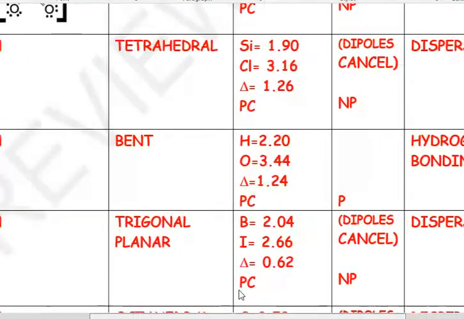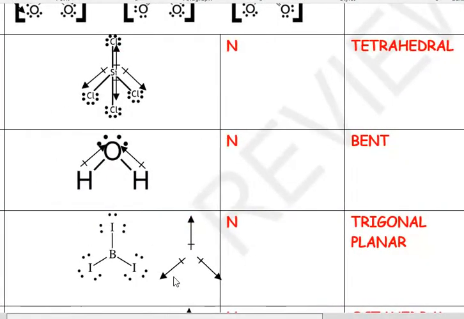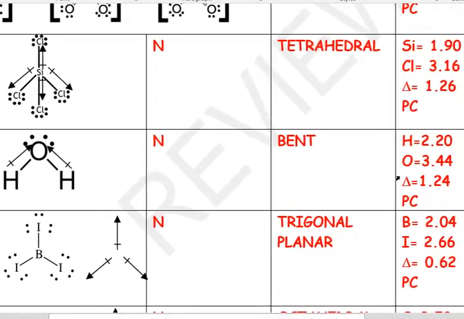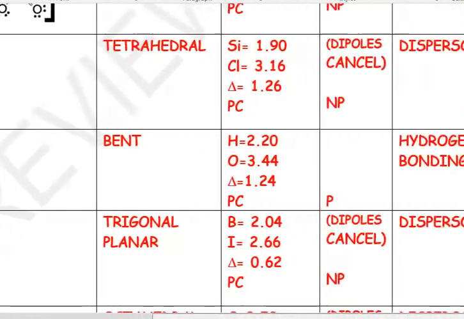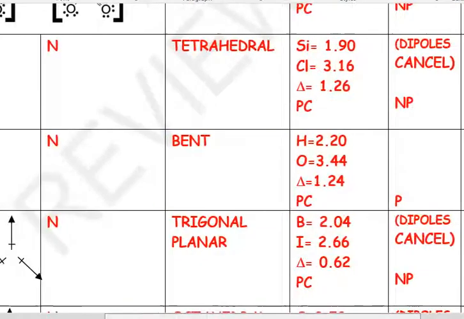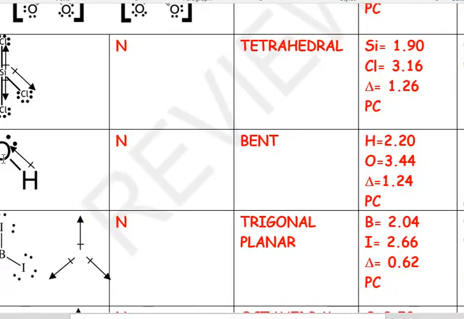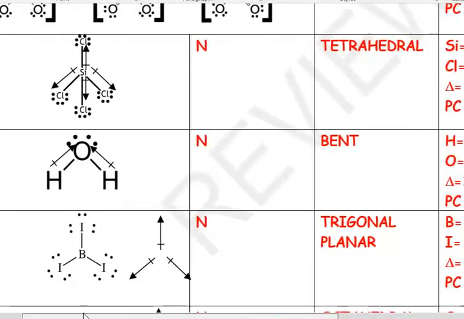When it comes to H2O, that's water, right? No resonance. It's bent. It should look bent. You're going to have dipoles because we know water is polar. You're going to end up with polar covalent. Dipoles do not cancel, so polar, and it's hydrogen bonding because you have H directly attached to O.